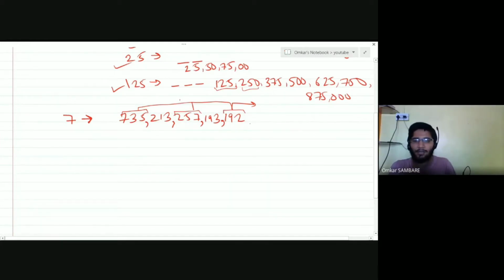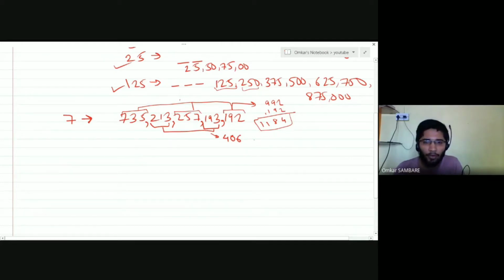992 plus 192 will be 1184. So it is the addition of alternate groups. Now let's add the remaining groups, that is 213 and 193. So this addition will be 406. If I am correct, it will be 406.